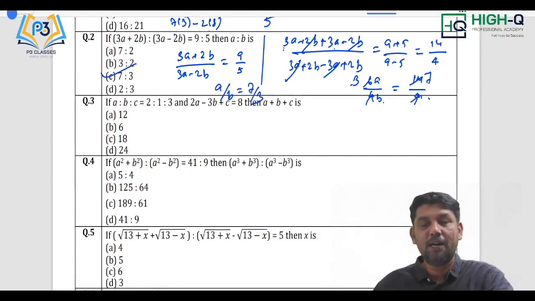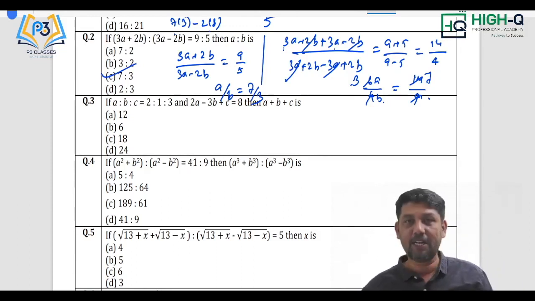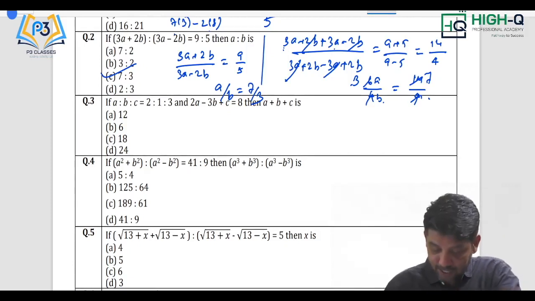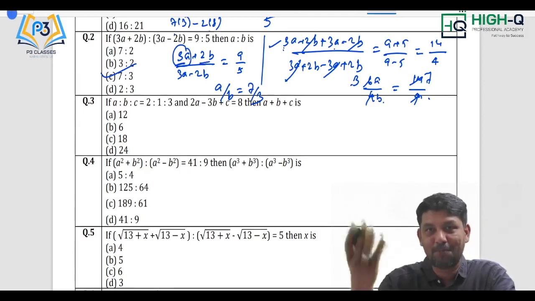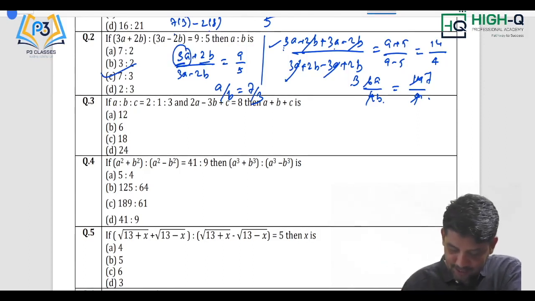Our answer is 7 is to 3. If you are trying the trial and error method, what happens? You will first apply option A, not satisfying, then option B, option C. When you apply componendo and dividendo, we can get the direct answer. Even this step is not needed. Once you apply componendo and dividendo, the numerator is going to be 2 times the first part, and the denominator is going to be 2 times the second part. That is 6a by 4b. After applying componendo and dividendo, that is what you are going to get. Okay, so please understand this.